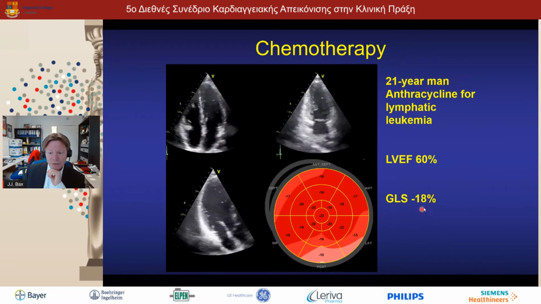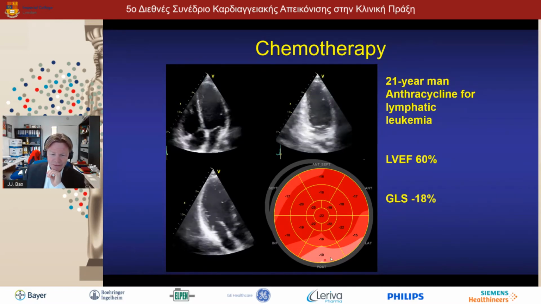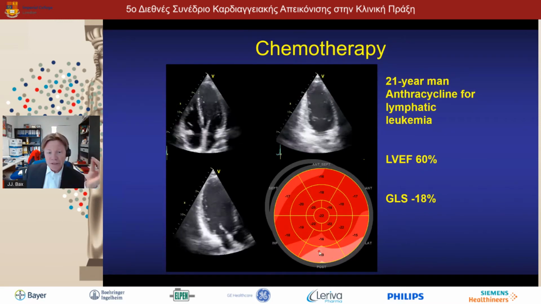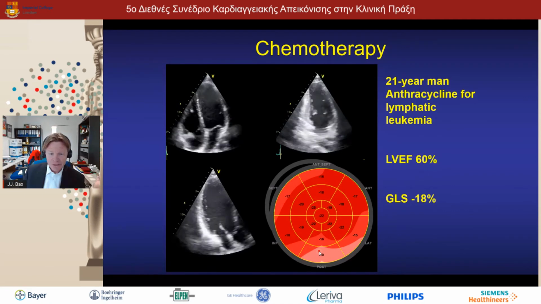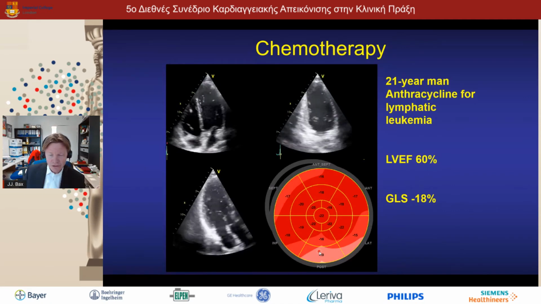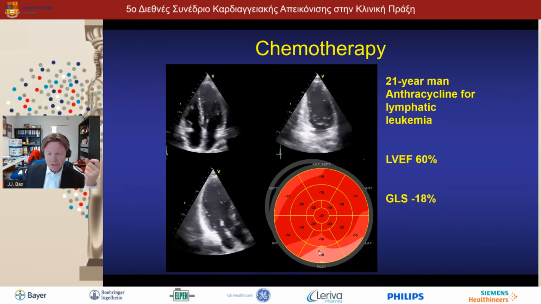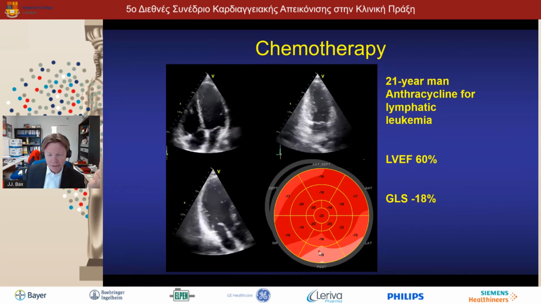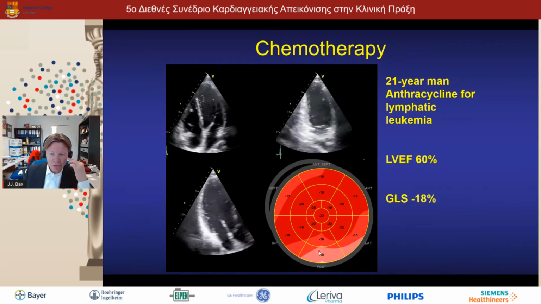But you see that the global longitudinal strain is already affected in this area here. You see that there's -10 there. So there is something going on in that ventricle. And that something going on, that all these heart failure patients with preserved ejection fraction have in common, is fibrosis formation in the left ventricle as a reaction, in this case, to chemotherapy.